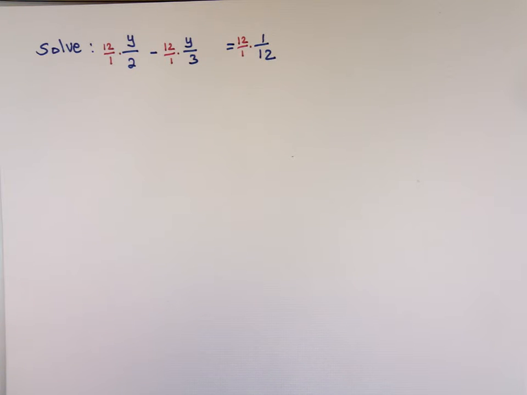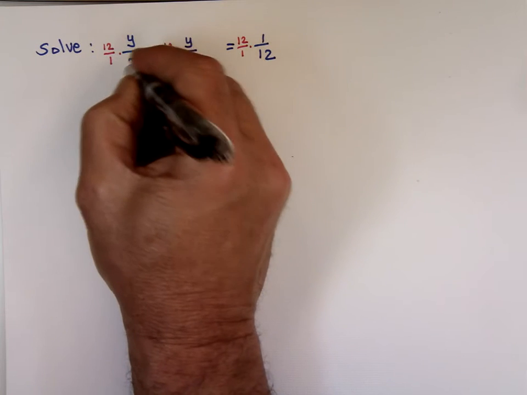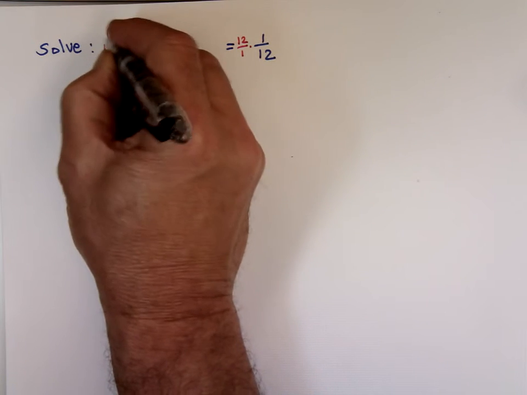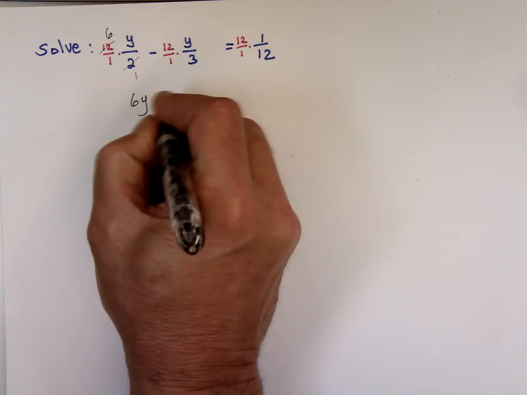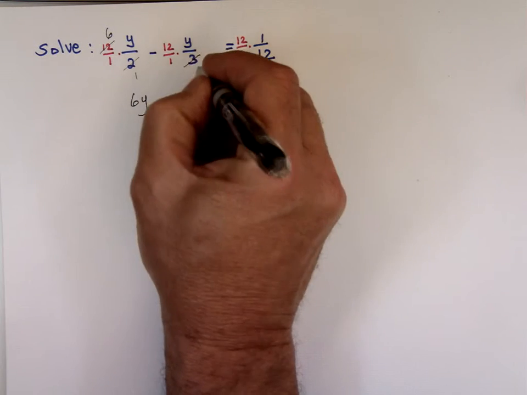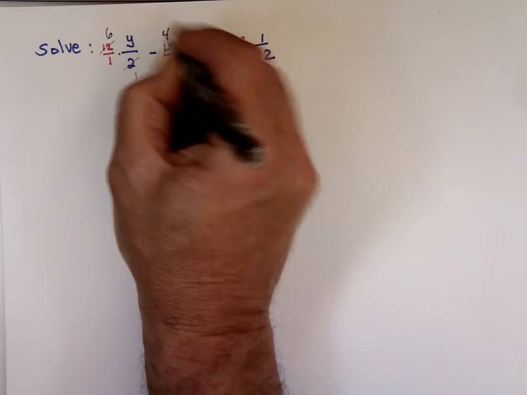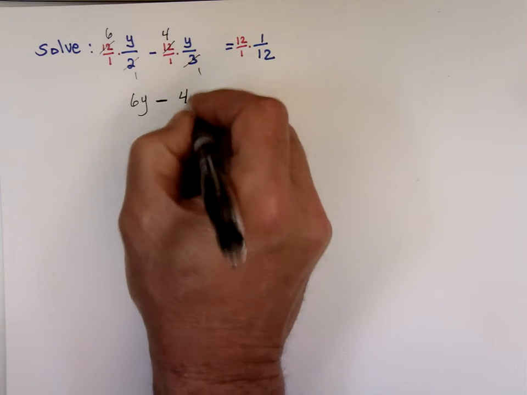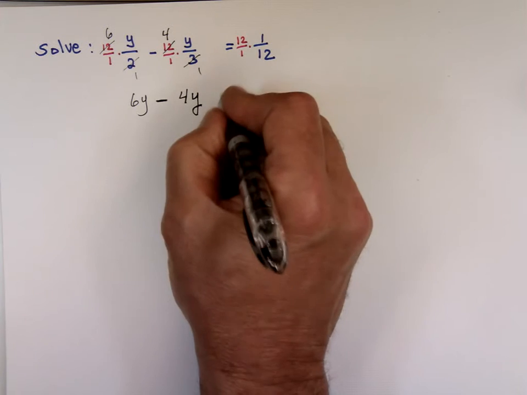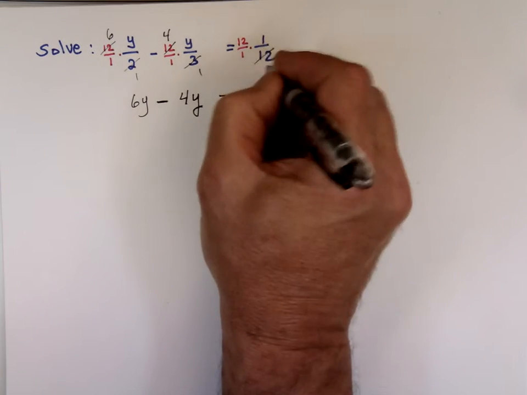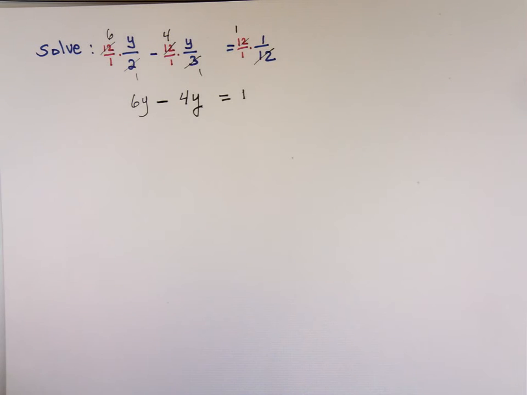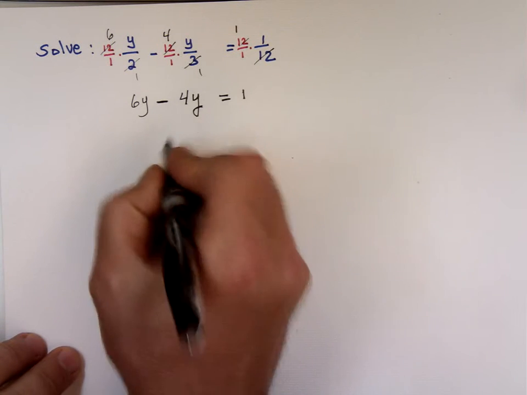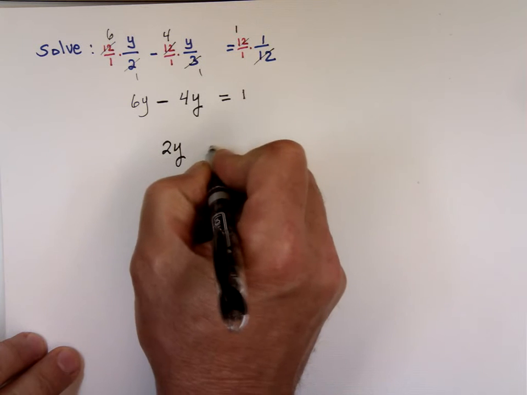Let's take the 2 and the 12. By 2, this is 1, this is 6. What is 6 times y? 6y. By 3, this is 1. By 3, this is 4. What's 4 times y? 4y over 1, which is 4y. By 12 and 12, this is 1. 1 times 1 is 1. 6y minus 4y is 2y equals 1.